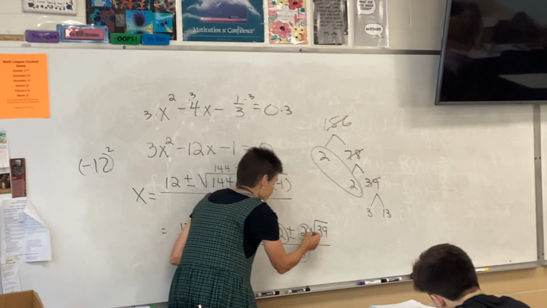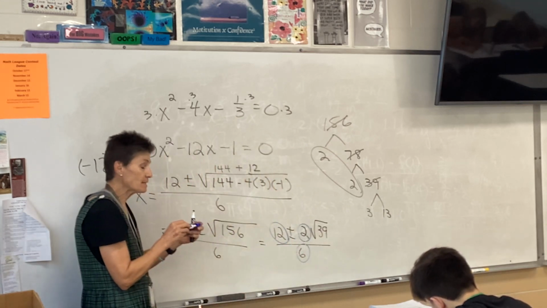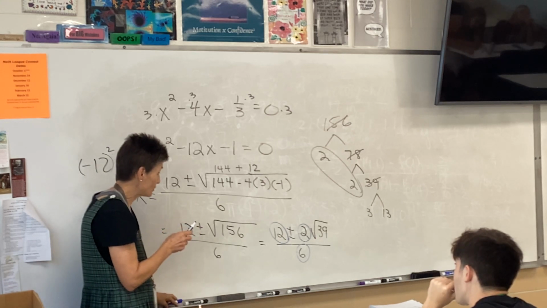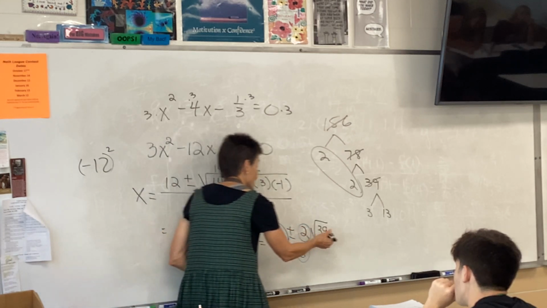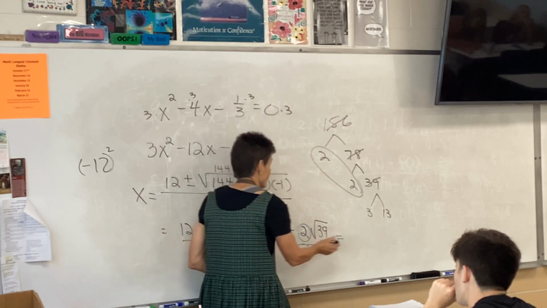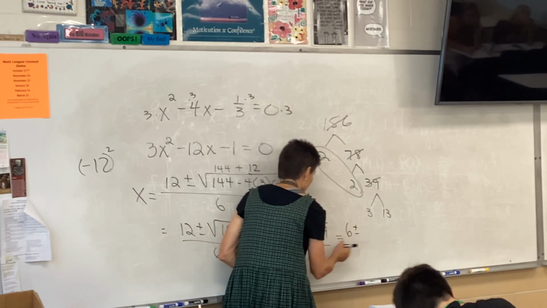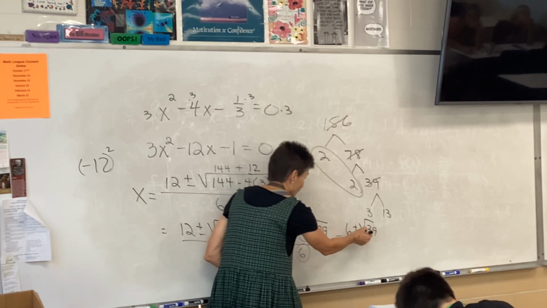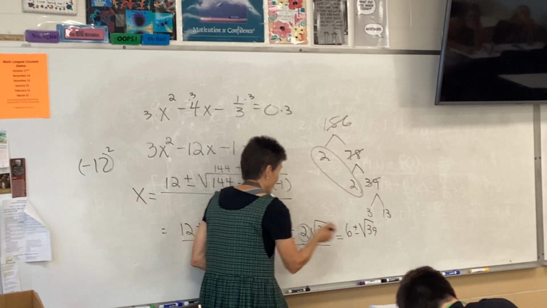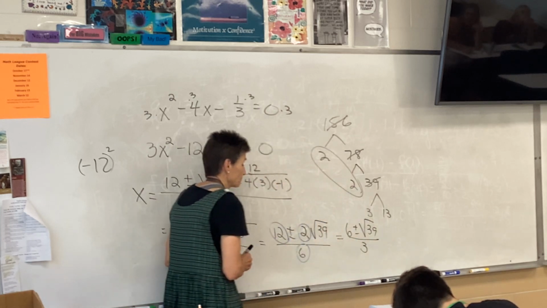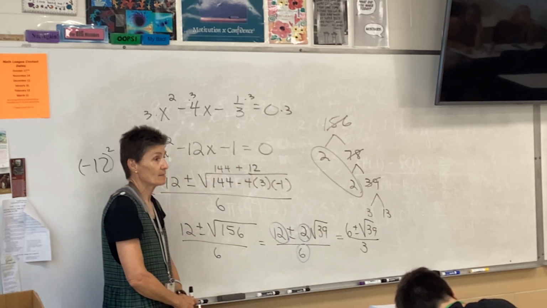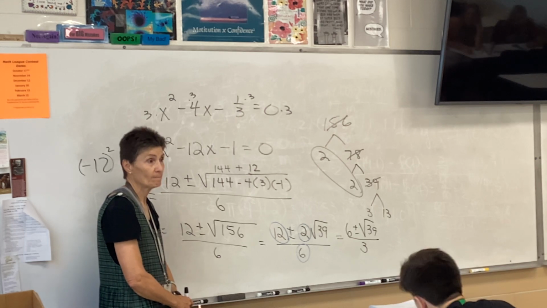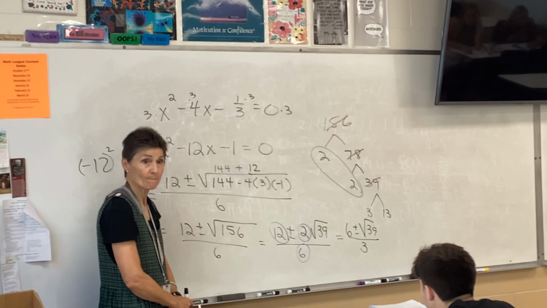This triangle here, anytime you can take the same number out of all of those, you need to do that. So we're going to take a 2 out of everything, so it's going to leave us with 6 plus or minus square root of 39. You can put a 1 there if you want. And that's over 3. And there are the answers to the question. Okay, nothing new there, right? That's review.